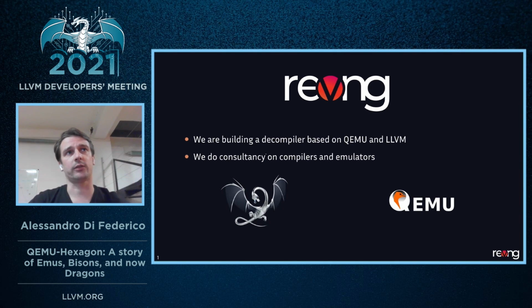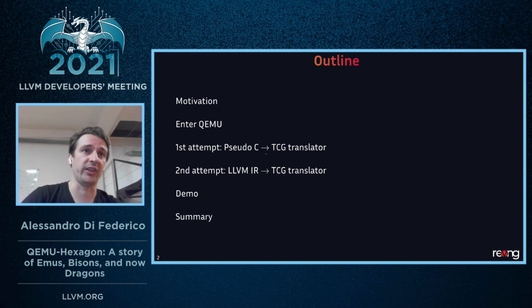All right, let's try to get a quick overview of today's presentation. First, we'll introduce why we wanted to do this project. And then we'll briefly introduce QEMU and its inner workings. And then we'll present our two efforts to automate as much as possible the process of adding support for a new architecture to QEMU. Then there will be a brief demo, and then we'll wrap it up.